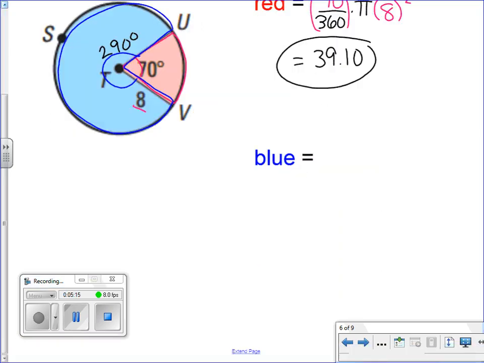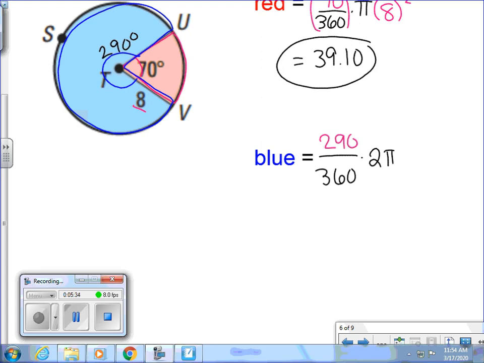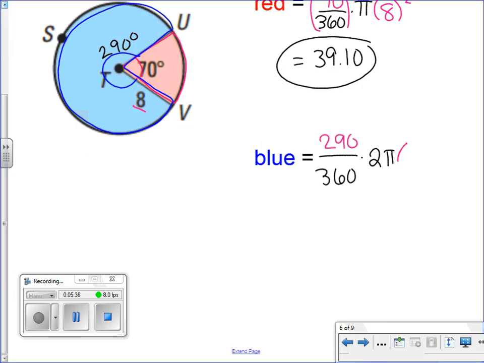So now I'm going to find the area of the blue sector. So my theta is 290. I'm going to divide that by 360 times pi. Then I'm going to take my radius, which once again is 8, and I'm going to square that, plug that all into my calculator, and I get approximately 161.97.